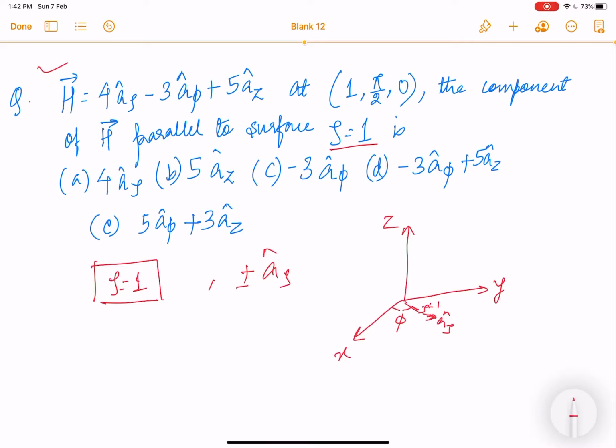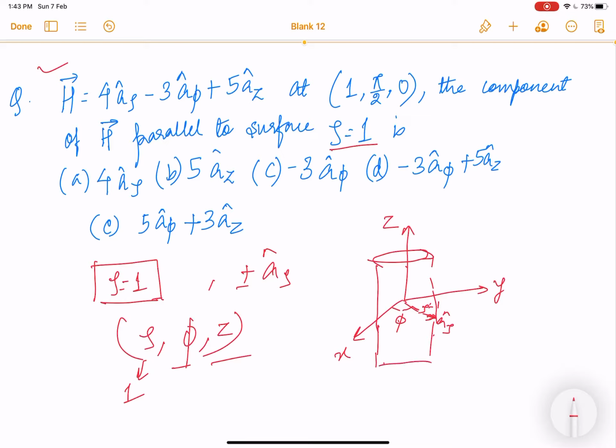What can change? Phi can change. Your z can change, because this is part of the cylindrical coordinate system, rho phi z, where rho is fixed, that is 1. Only these two, phi and z, can change. That means you can consider it to be a cylinder of radius rho is equal to 1, and it's an infinitely long cylinder. z can go anywhere from plus infinity to minus infinity, but our rho is fixed.